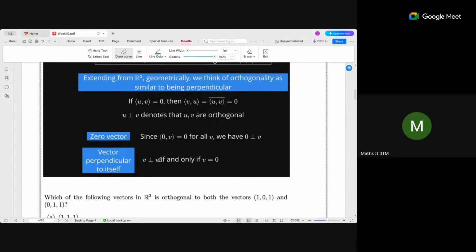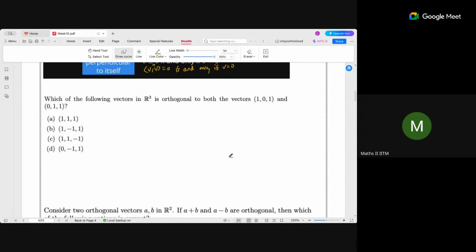Suppose a vector is perpendicular to itself, what does this mean? It has to be the 0 vector. There is no other way. If v is perpendicular to v, then according to this property, inner product v comma v equals 0. We know that inner product v comma v equals 0 if and only if v is 0. So v is orthogonal to v if and only if v equals 0. Is that clear? Yeah? All right.